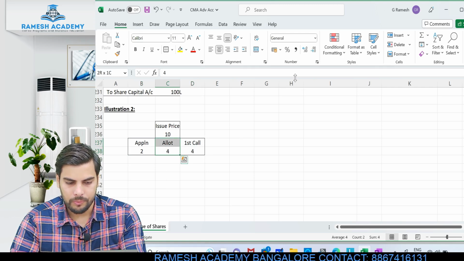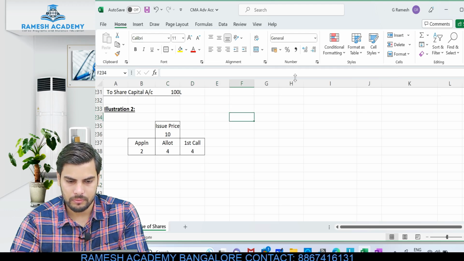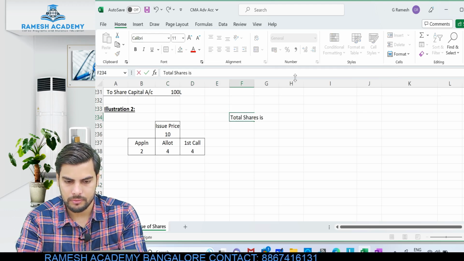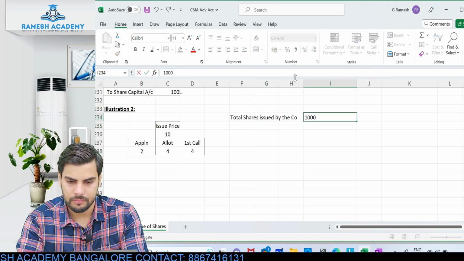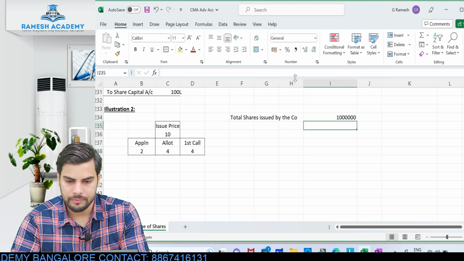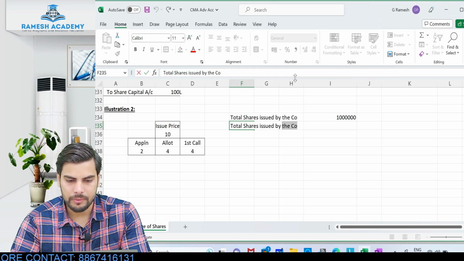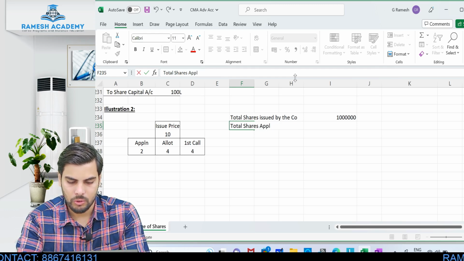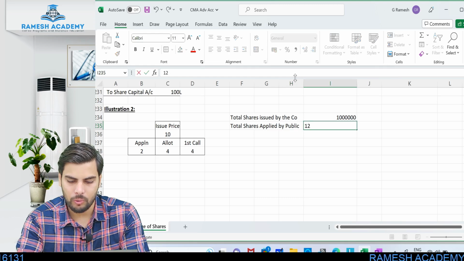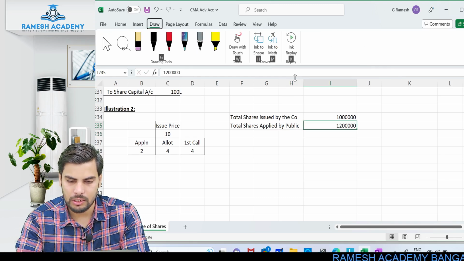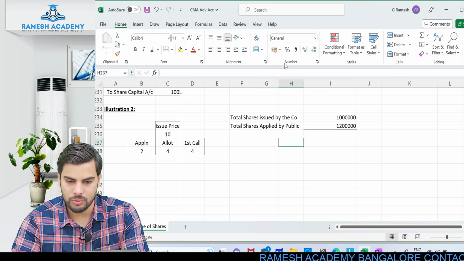Now you know how many shares were actually issued, so I'll write it over here. Total shares issued by the company was 10 lakh. How many total shares were applied for by the public? Total shares applied for by the public for subscription: the public had applied for 12 lakh shares. So clearly the company has received excess applications. This is clearly a situation of oversubscription.